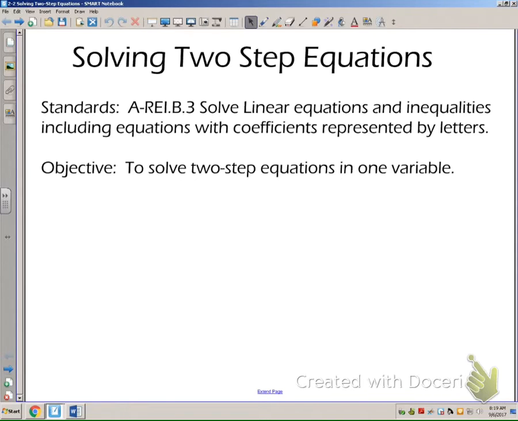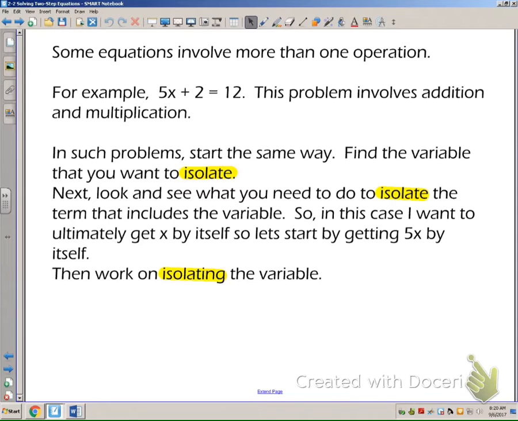Remember, the coefficient is the number in front of the variable. The variable is nothing more than the letter representing a value in the problem. So some equations involve more than one operation. For example, we've got this equation up here, 5x plus 2 is equal to 12. This problem involves both addition, adding 2, and the multiplication of the variable by 5.